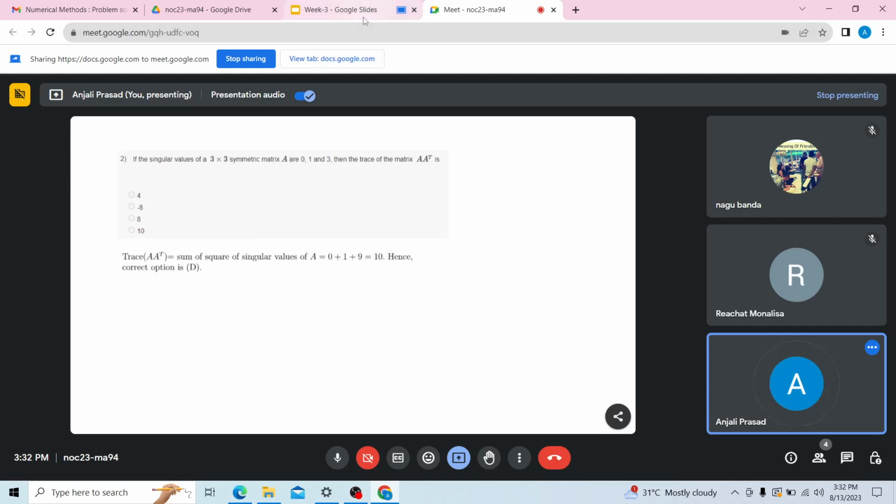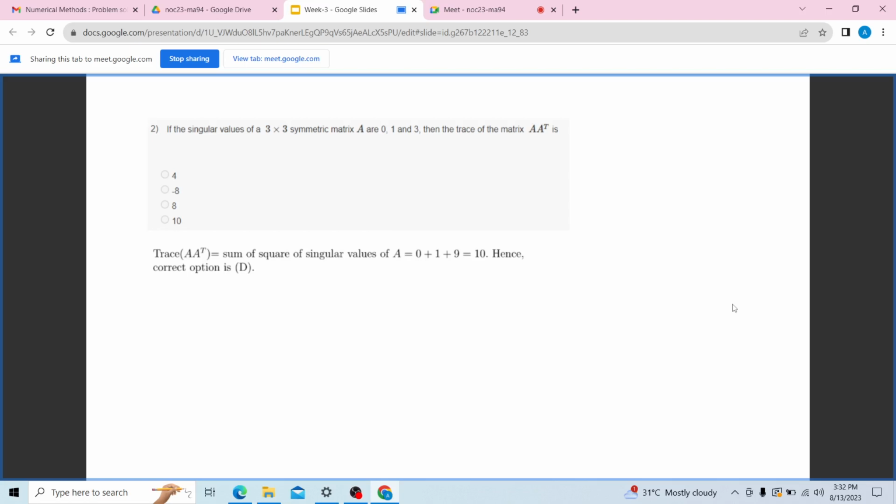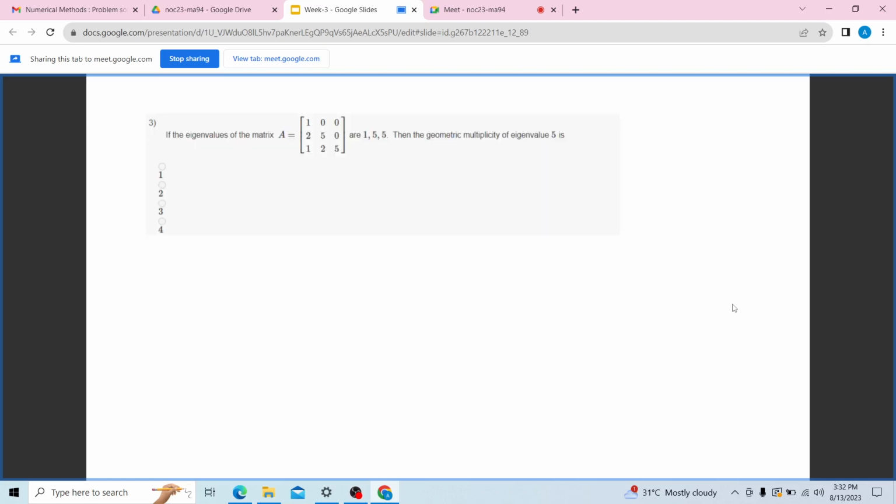Okay. So question number 3 is: you have been given the matrix A, where the first row is 1 0 0, second row is 2 5 0, and third row is 1 2 5. So its eigenvalues are 1, 5 and 5 respectively. So what is the geometric multiplicity of eigenvalue 5? You have to calculate the geometric multiplicity of eigenvalue 5.